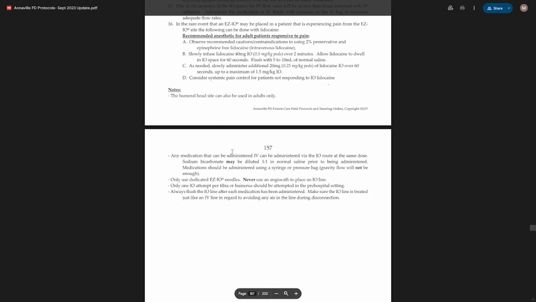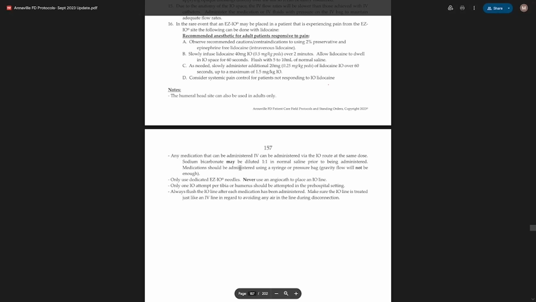Note, the humeral head site can also be used in adults only. Any medications that can be administered via IV can be administered via the IO route, same dose. Sodium bicarbonate may be diluted 1:1 in normal saline prior to being administered. Medications should be administered using a syringe or pressure bag. A gravity flow will not be enough.